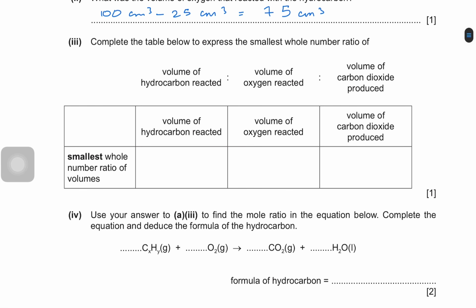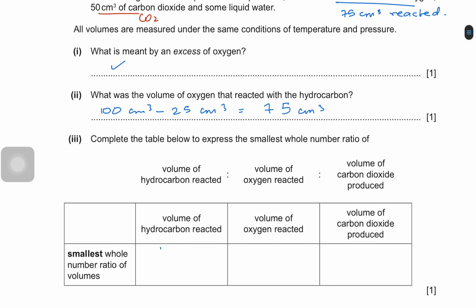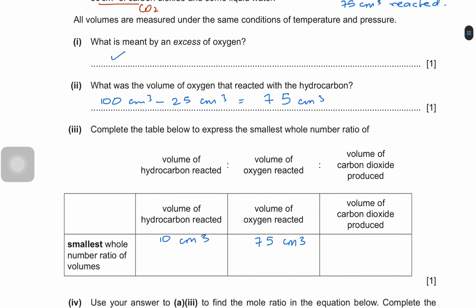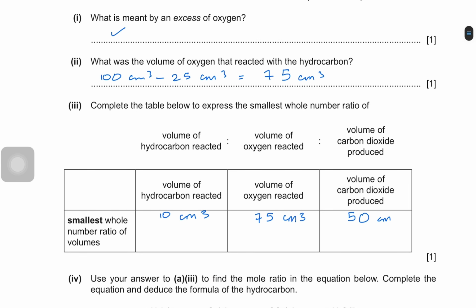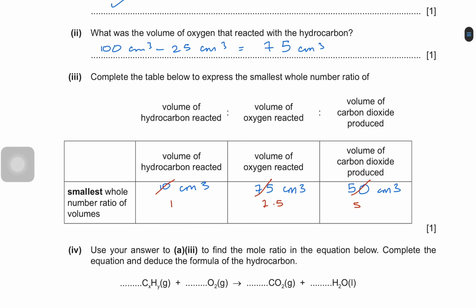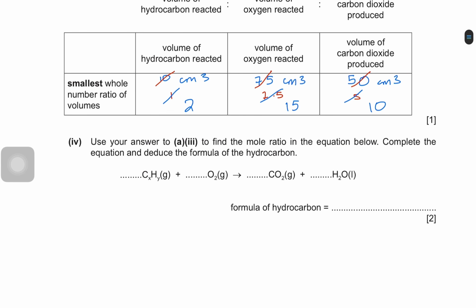Complete the table to express the smallest whole number ratio. So how much hydrocarbon reacted? It was 10 cm³. How much oxygen reacted? 75 cm³. Volume of carbon dioxide produced was 50 cm³. If we take a ratio of that, it becomes 1, 7.5, and 5. We can't have 7.5 because they're considering whole numbers. So what do we do? We multiply everything by 2. So 2 hydrocarbon, 15 oxygen, and 10 carbon dioxide.